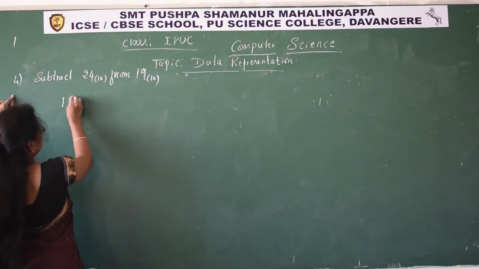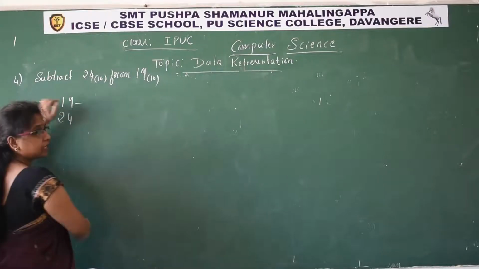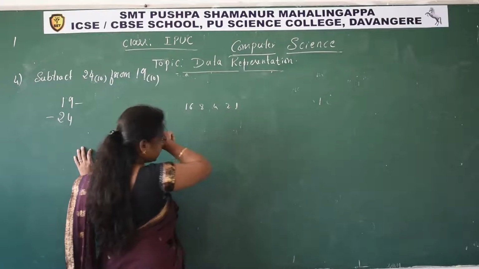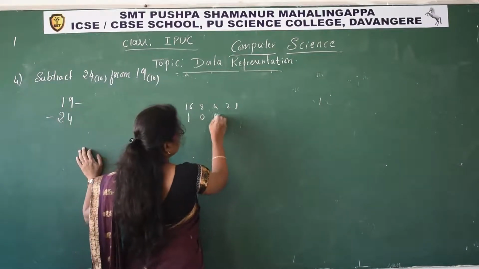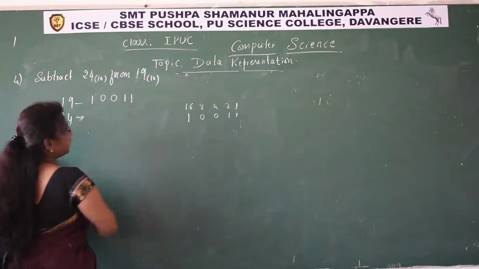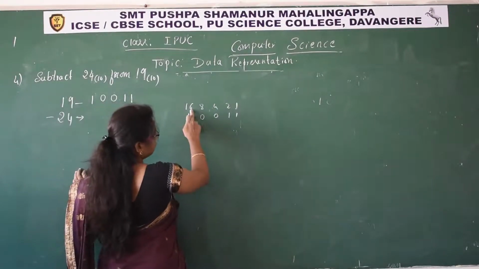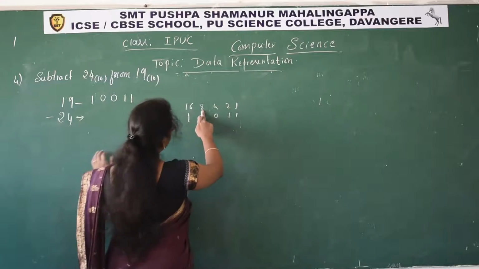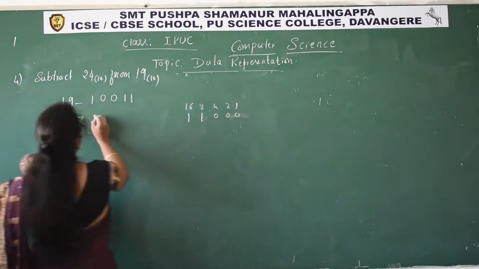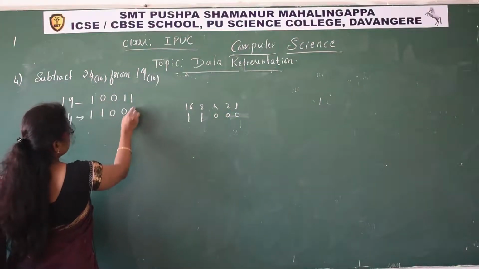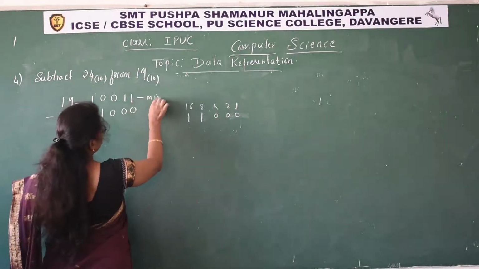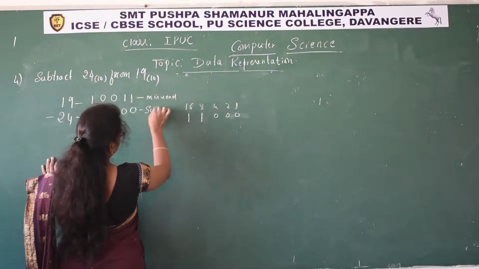So 19 minus 24. What is the binary equivalent of 19? 16, 8, 4, 2, 1. 16 plus 3 is 19, so 10011. And 24 is 16 plus 8, which is 11000. Okay, now this is the minuend and this is the subtrahend.